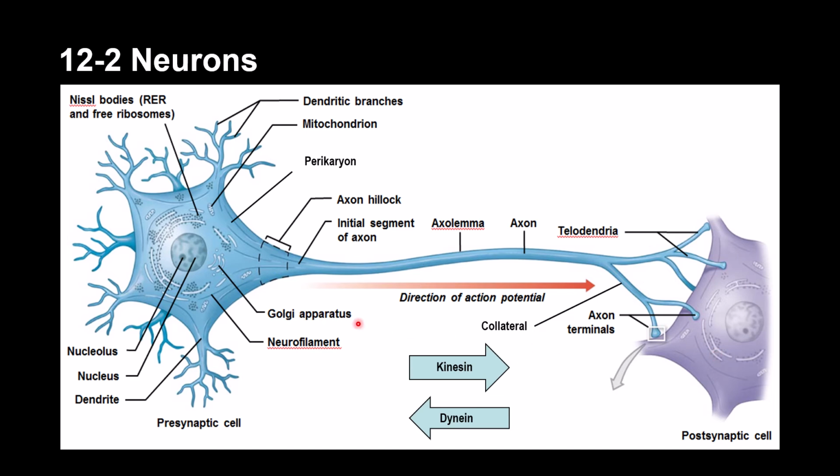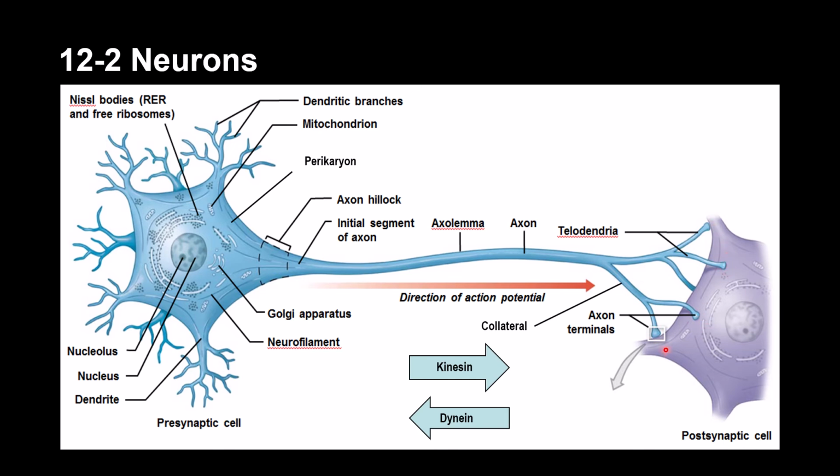And there are also two different types of directions. So there is material that is made in the cell body, and it goes toward the telodendria, and that's called anterograde. And there are proteins carrying that information, and that protein is called kinesin. So there are neurotransmitters, chemicals that are made, and they are sent initially here.